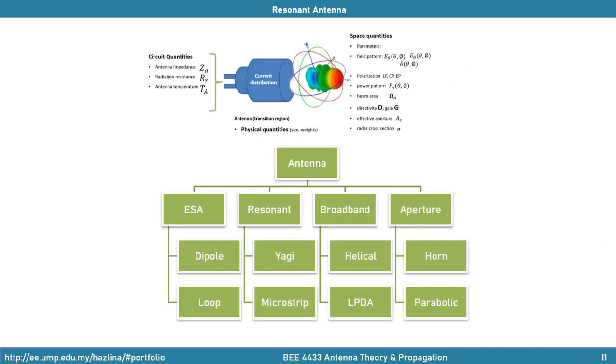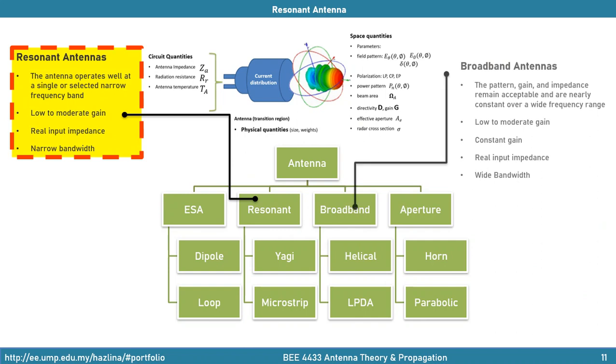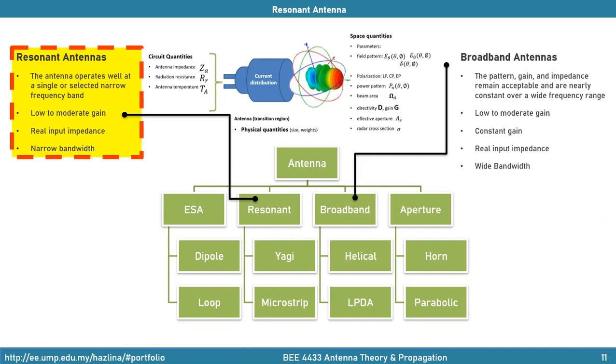Throughout this session, we had looked into 2 types of resonant antennas, namely Yagi and microstrip antenna. While these antennas exhibit directive radiation, they only operate well at a single frequency narrow band. In the next section, we will look into broadband antenna design.